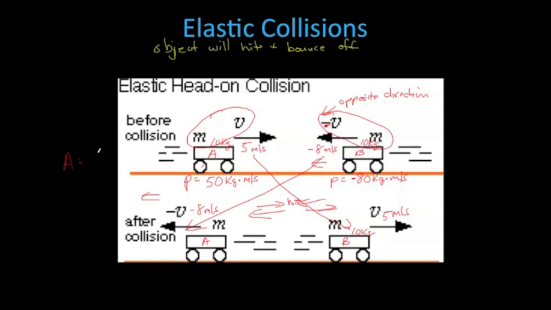So the momentum of A is 50 kilograms times meters per second. B is -80 kilograms times meters per second. And in order to calculate the net momentum, we add them together. The net momentum of this system is -30 kilograms times meters per second.